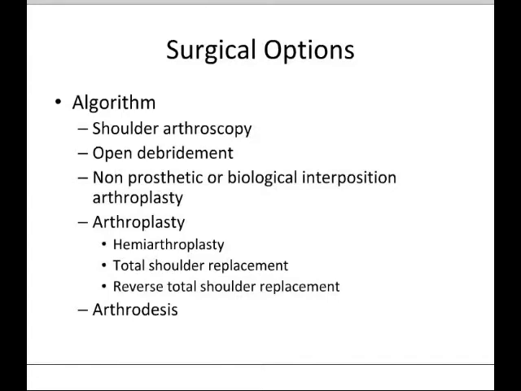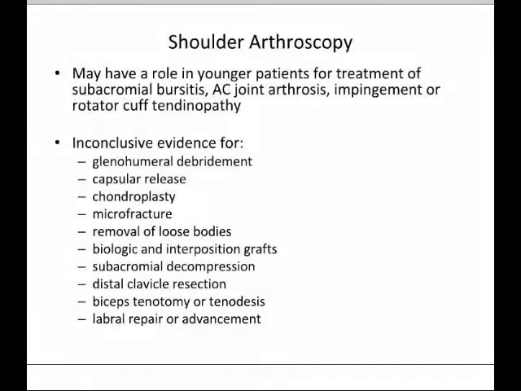In younger patients, shoulder arthroscopy may have a role, but is likely to have a role in treating conditions that are eminently treatable, such as subacromial bursitis, AC joint arthrosis, impingement, or rotator cuff tendinopathy. There's not really much evidence for any of the procedures here: glenohumeral debridement, capsular release, chondroplasty, microfracture, removal of loose bodies, biological interposition grafts, distal clavicle resection, biceps tenodesis, labral repair with glenohumeral joint arthritis on its own, but further studies are ongoing.